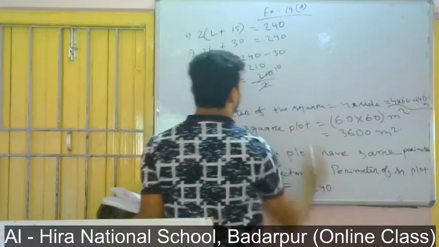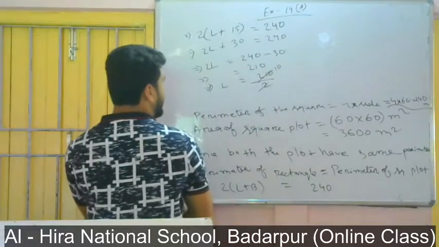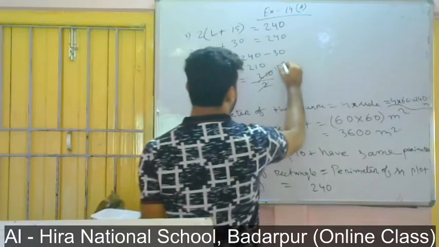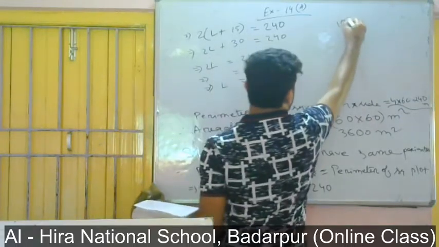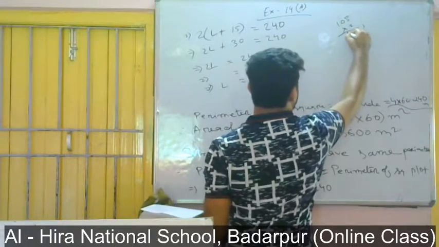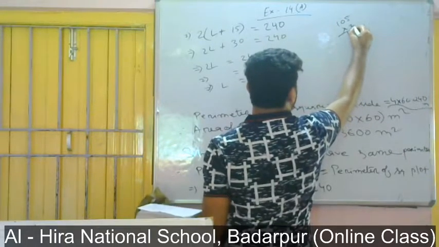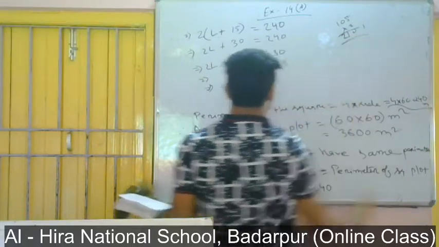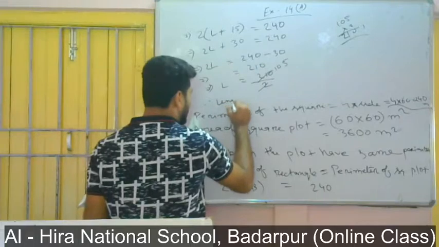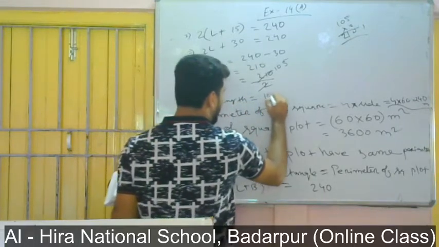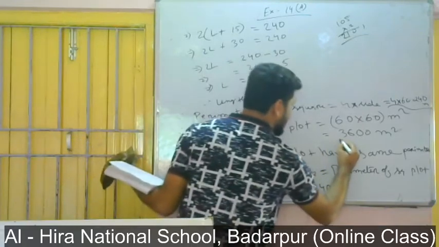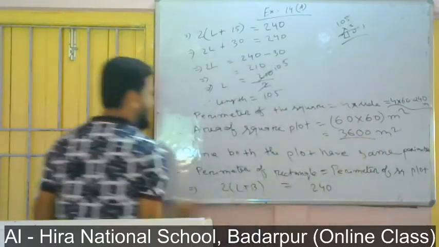Then if I cancel, 2 tens are 20, 10 remain 1, then 2 fives are 10. You may check 105 into 2: 5 twos are 10, 2 zeros are 0, and 2 ones are 2. That means 210. So we got the length. Therefore, length equals 105. And you see the area of the square is 3600. You just remember this one.